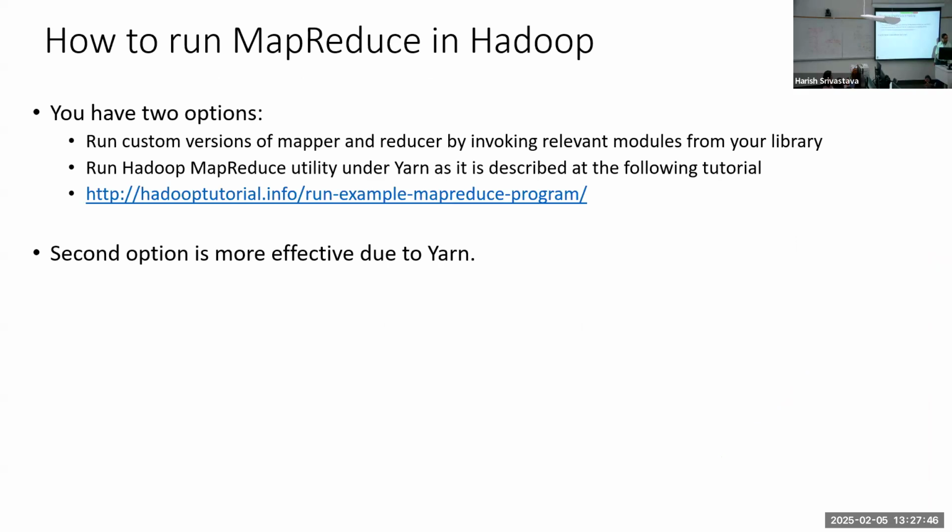So how to run MapReduce, which we have already done. One was through MapReduce by invoking the relevant module, the second assignment, where you directly run the jar. And the second option was using a Python utility, where you executed the jar using the Python script of mapper and reducer. Clear?